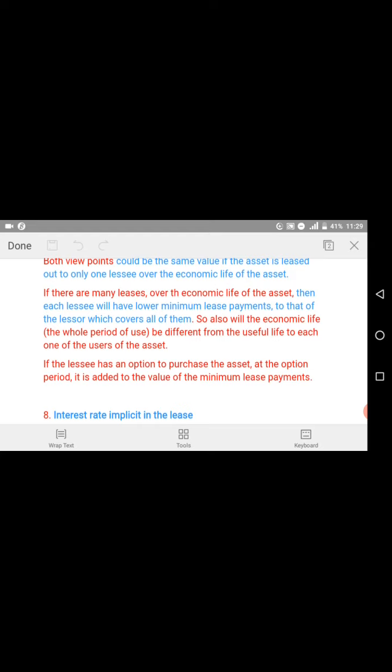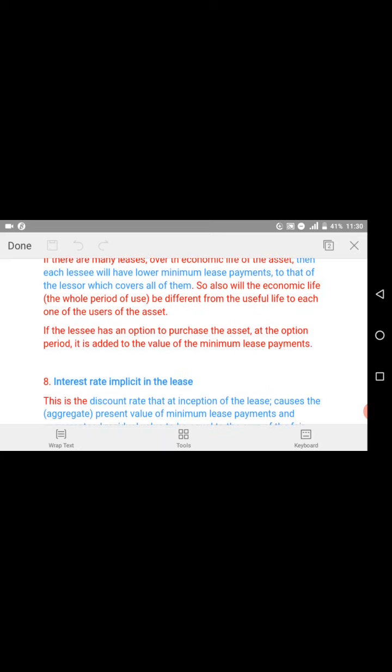Now, if the lessee has an option to purchase the asset at the option period, it is added to the value of the minimum lease payment. I'll repeat it again. If the lessee has an option to purchase the asset at the option period, it is added to the value of the minimum lease payment. And I'll go to the eighth definition, which is the interest rate implicit in the lease.